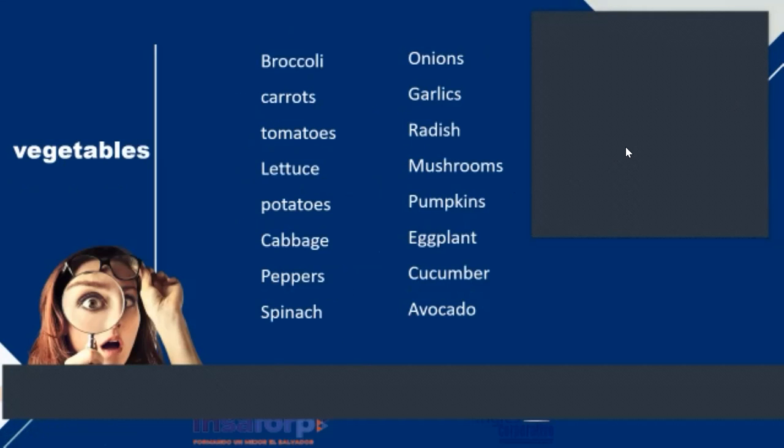Okay. Let's go with Alejandro. Alejandro Contreras. Good night, teacher. I like garlic. ¿Cómo puedo decir que no me gusta? I don't like cucumbers. No le gustan los pepinos. Nice. Karen Jimenez. I like broccoli. I don't like mushroom. Okay, excellent.